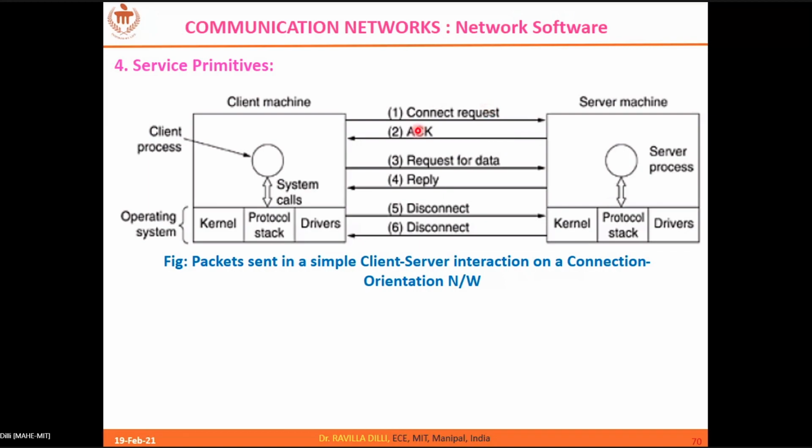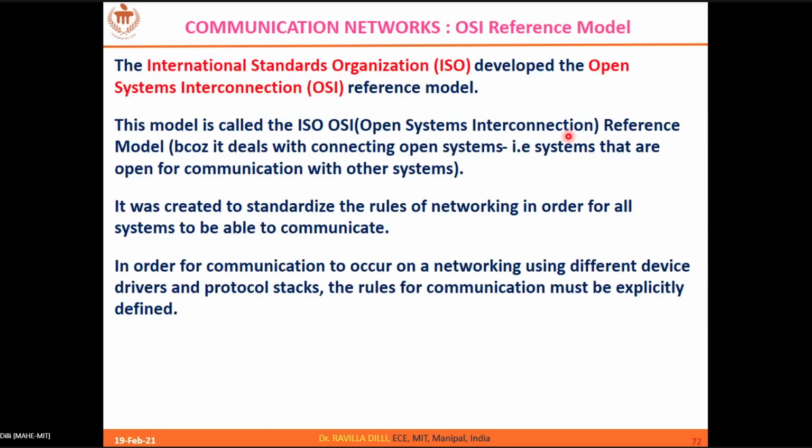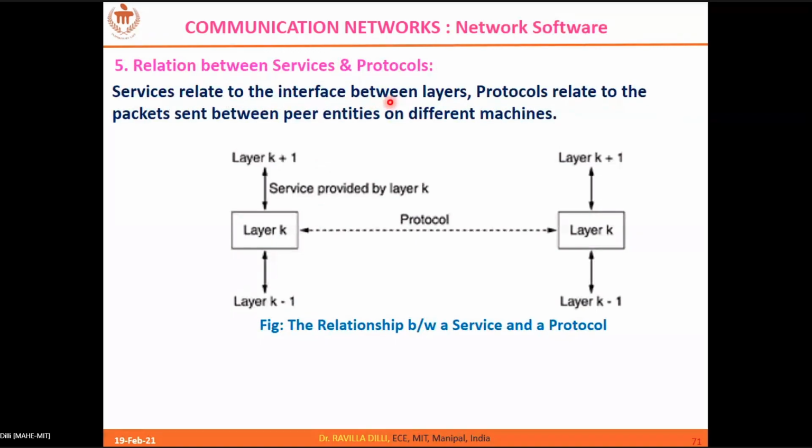So this is how you can use service primitives to communicate between client and server. Let me summarize whatever we have discussed: the terms relay, protocol, services, and interface. If you take these layers, layer K at machine 1 and layer K at machine 2, these two are peer entities. If they want to communicate among themselves, they should follow the protocols. That is the set of rules and regulations that they have to follow in order to communicate.